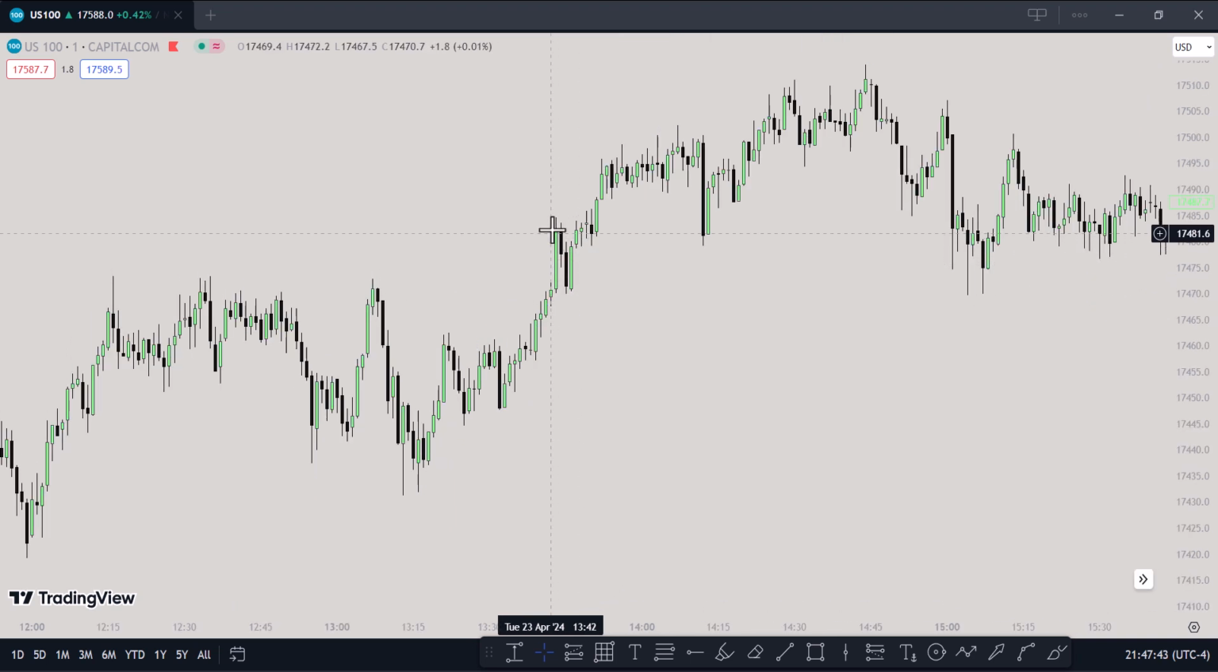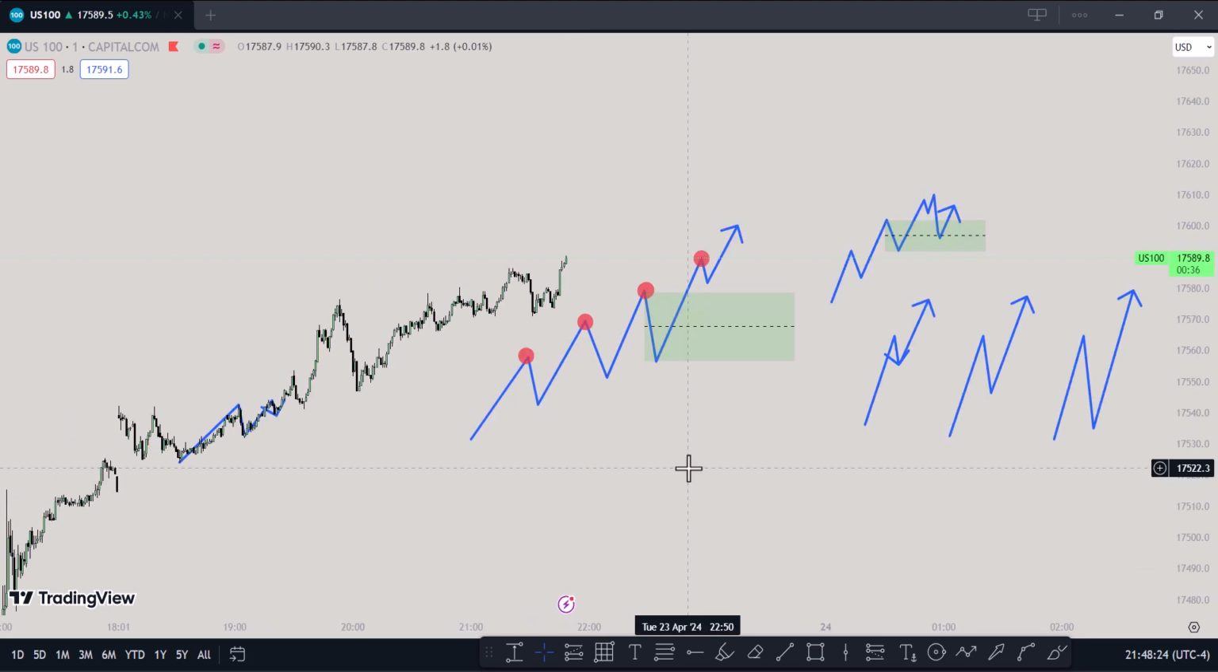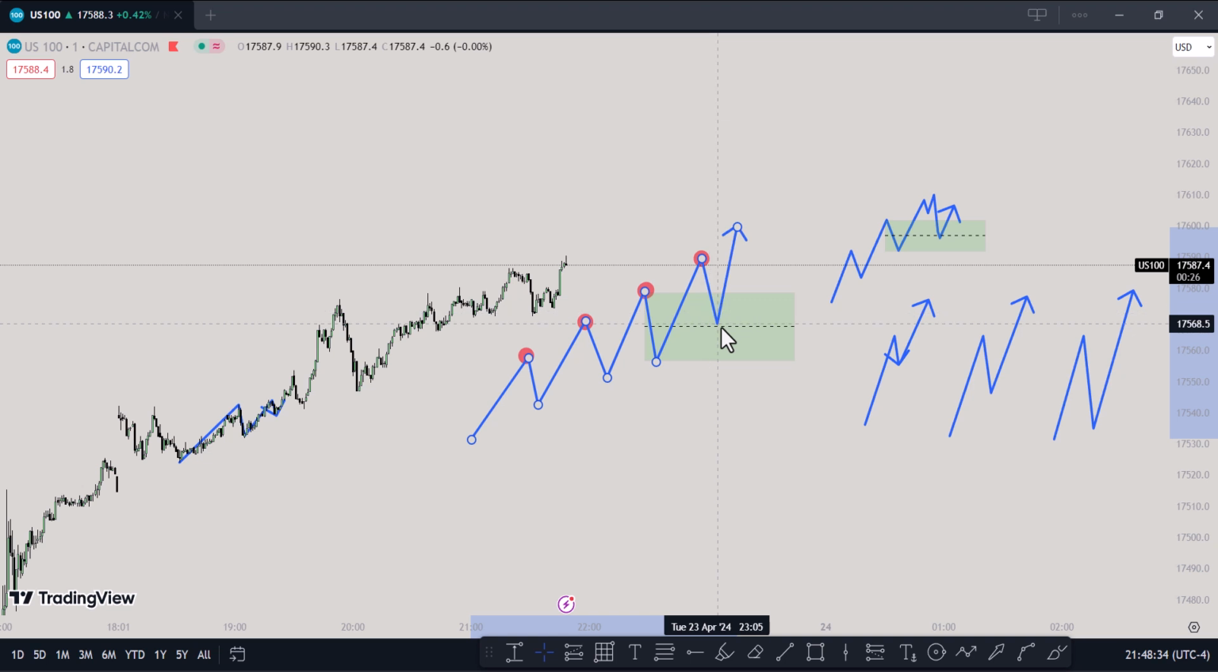And then we have another example right here. We have a shallow pullback to here. Some of you will short this into this, and then you will get stopped out, right? You will get stopped out right here. So by just eliminating taking counter trend setups, you're going to increase your win rate tremendously. All you have to do is to wait for price to come back to here, let the pullback end. It doesn't matter. It's not of your business, right?